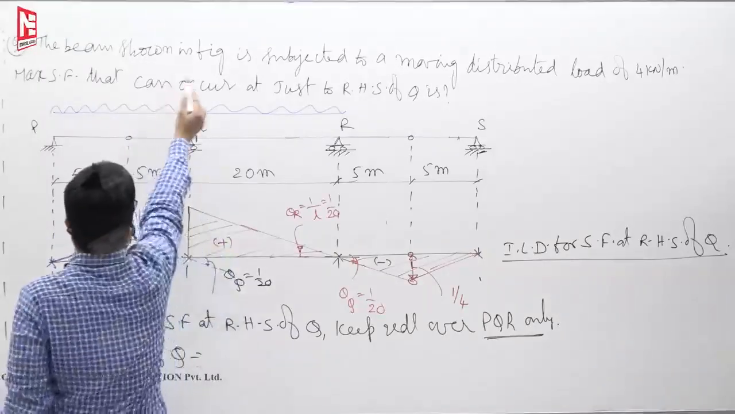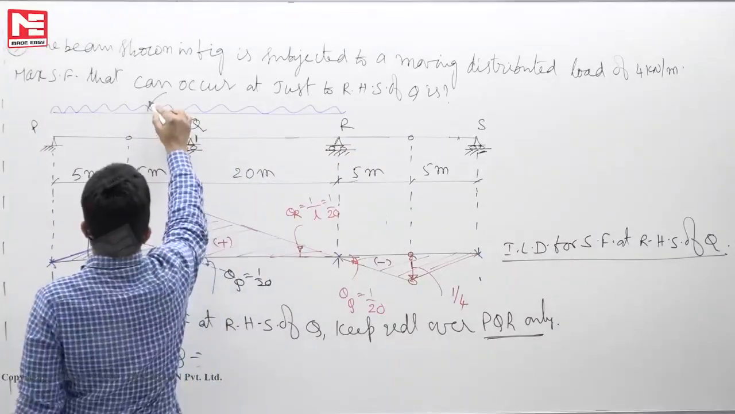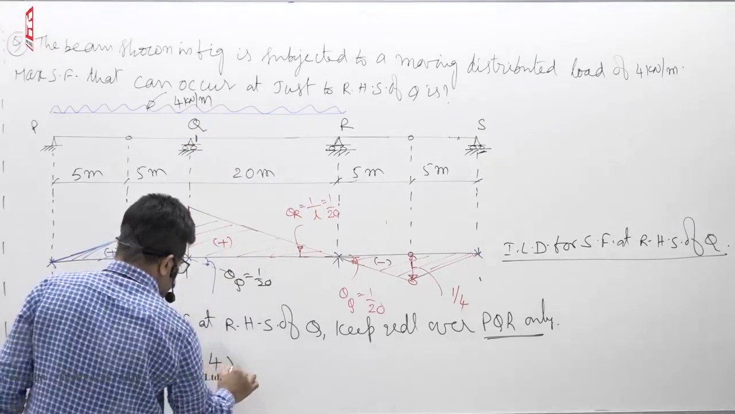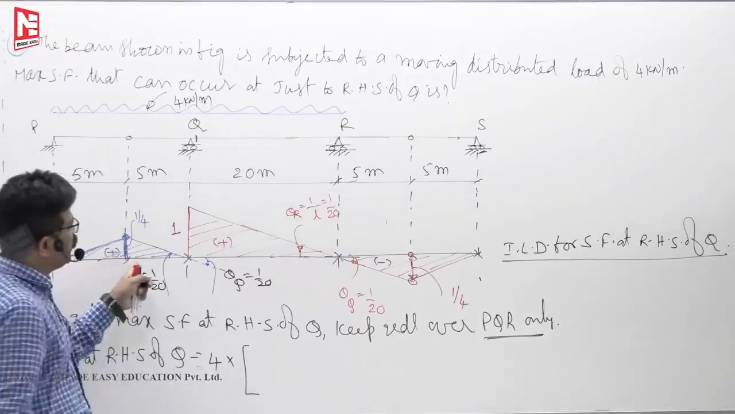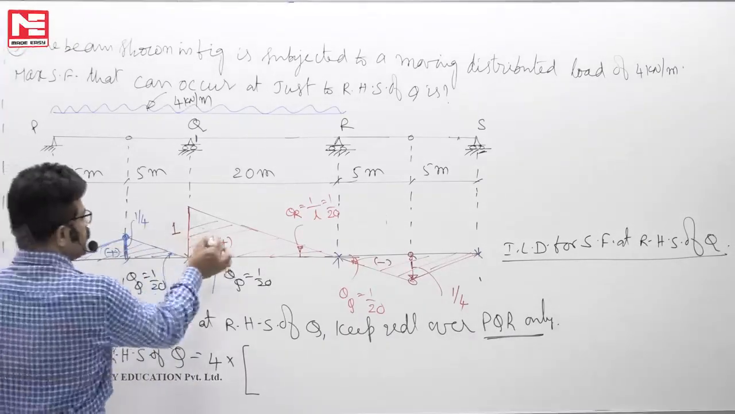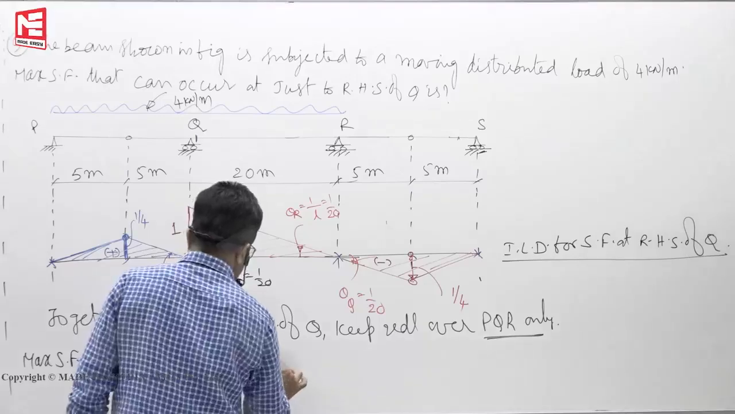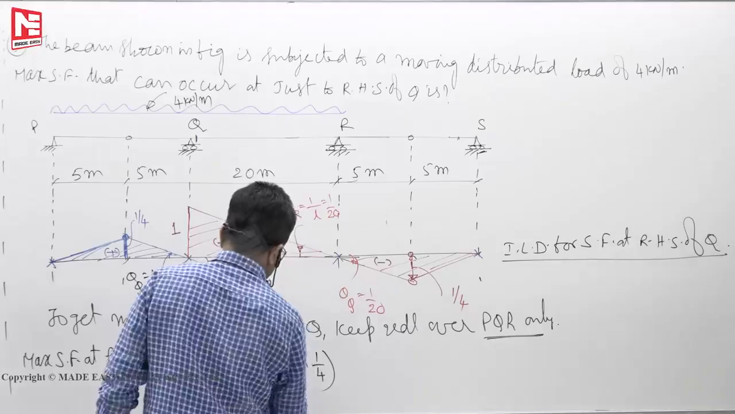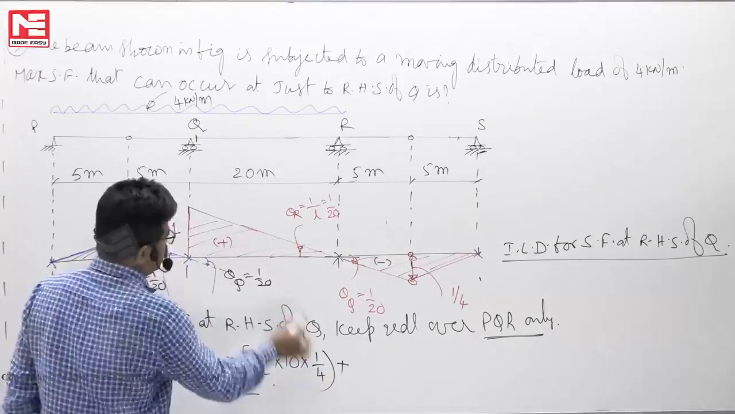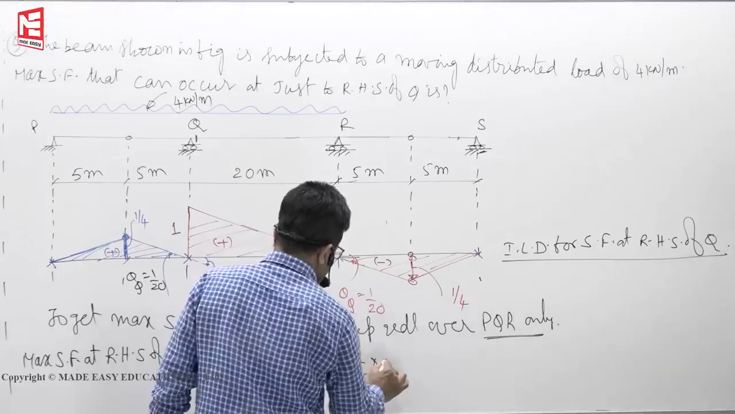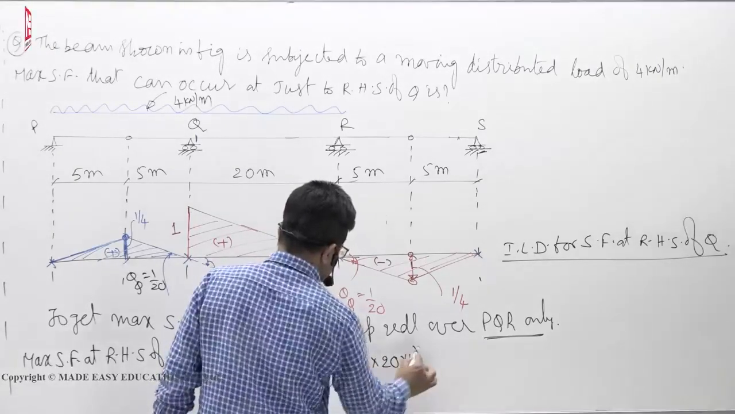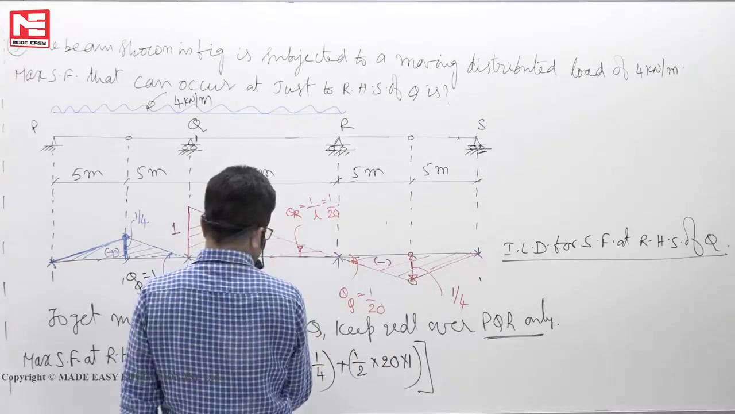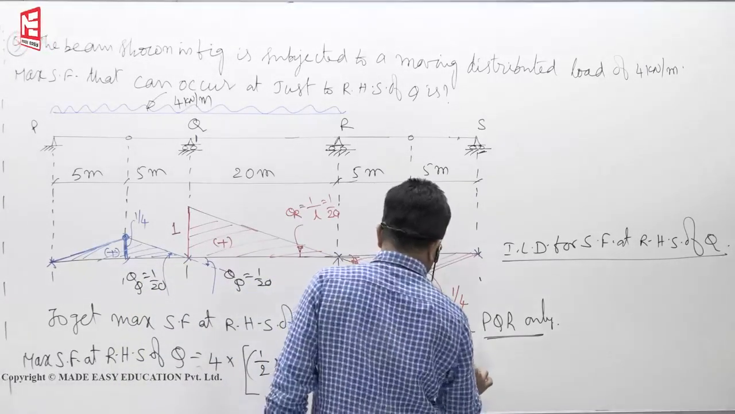Intensity of load, how much is given? 4 kilonewtons per meter. So intensity of UDL into area of ILD under UDL. That means this triangle plus this triangle. Half, this base is 10 meters, height is 1 by 4. This is blue color area plus red color area. Half, base is 20, height is 1. So you will get 10, this also 4, this you will get 5, 45.